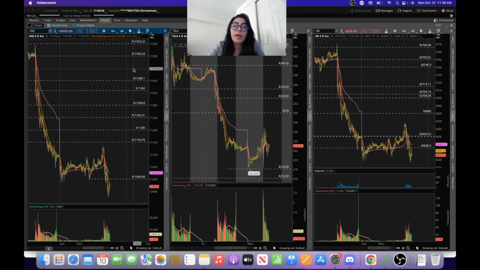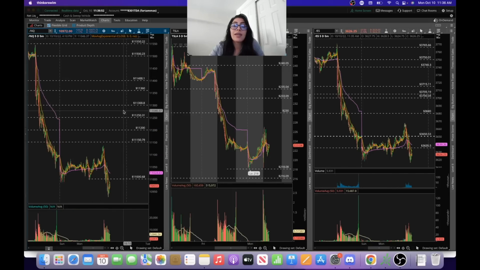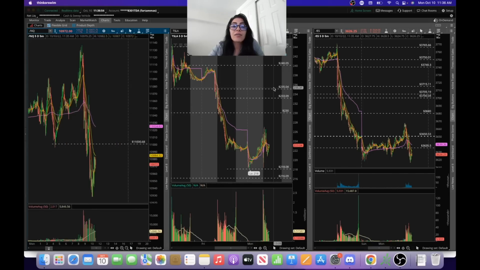You also want to pay attention to where the next levels of resistance are on the NASDAQ and ES, because what can happen is if Tesla breaks 230, let's say your next levels of resistance are 233, 235 and 240. What can happen is if you don't pay attention to where the next levels of resistance are on the NASDAQ, it could reject before Tesla hits those profit targets and Tesla could then pull back.